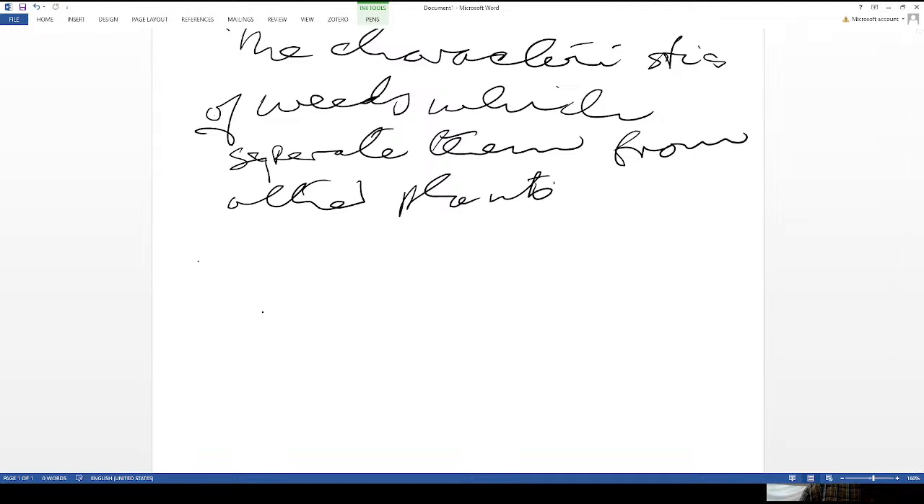We also tried to define the weeds. Let me admit someone. Okay, I'm trying to admit some people.